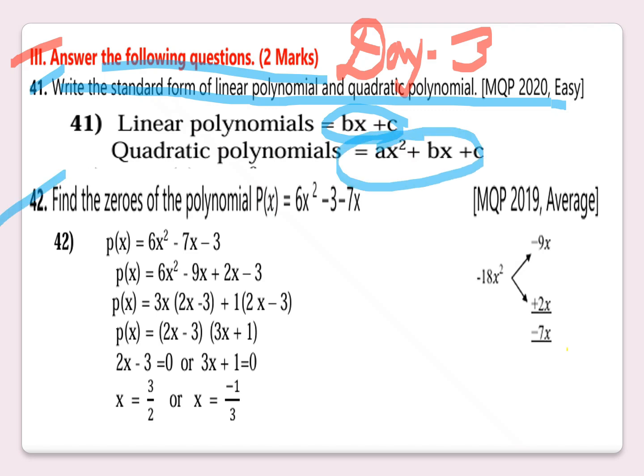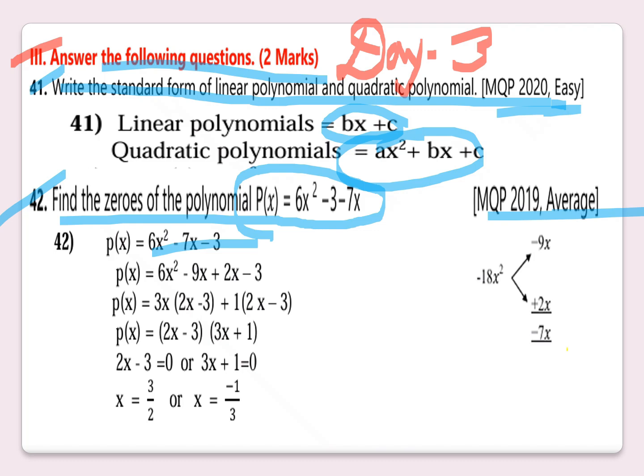Question number 42. Find the zeros of the polynomial p of x is equal to 6x square minus 7x minus 3. These 2 questions are asked in your examination. Here, by using the prime factorization method, you can split. So 6x square into minus 3 can be written as minus 18x square. If you split, you will get minus 9x into 2x minus 7x. So that only you have to write here. Then 6x square minus 9x plus 2x minus 3.